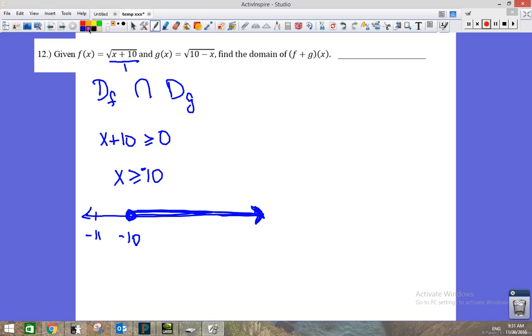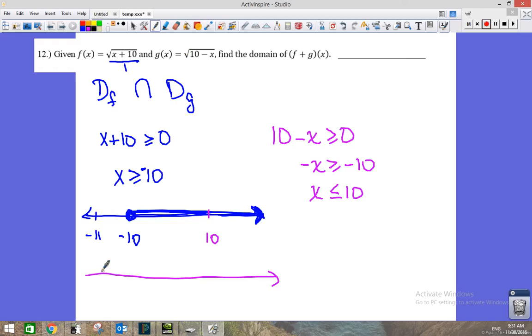I need to now find the domain of g. Well, it's the same idea. This 10 minus x can't be negative. It has to be either 0 or positive. So we need to solve this inequality. When we multiply or divide by a negative value, we have to change the direction of the inequality. And now we're interested in, for the domain of g, values that are less than or equal to 10. Okay.